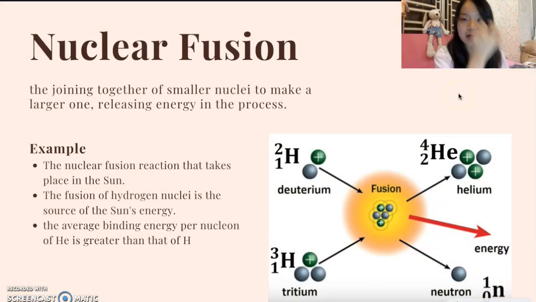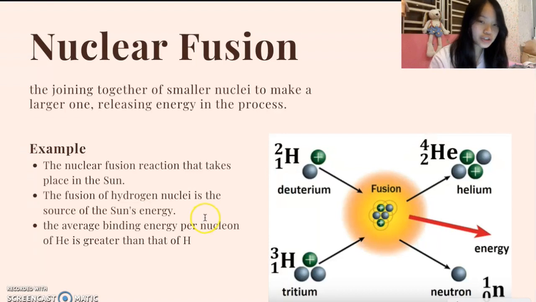The main concept of this whole lesson is nuclear fusion, which is the joining together of smaller nuclei to make a larger one and release energy in the process. An example of a nuclear fusion reaction is the one that takes place in the sun, which is the fusion of hydrogen nuclei that is the main source of the sun's energy.